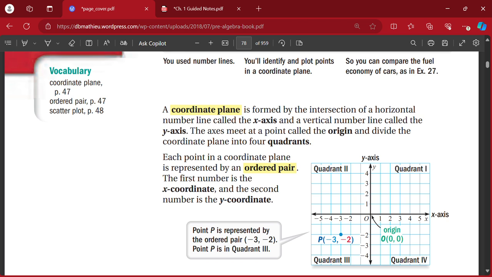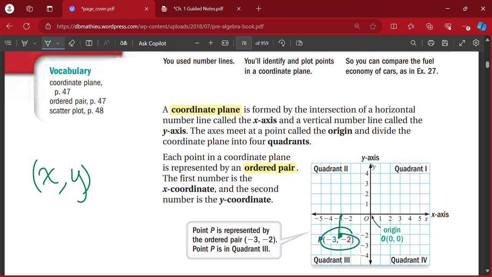Actually, let's do the next one. Each point in a coordinate plane is represented by an ordered pair. The first number is an x coordinate and the second number is a y coordinate. So an ordered pair has an x coordinate and a y coordinate. You can see here is a coordinate, -3 on the x-axis, then -2 on the y-axis.